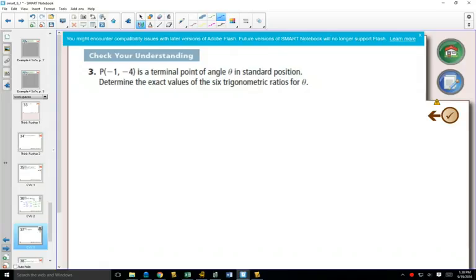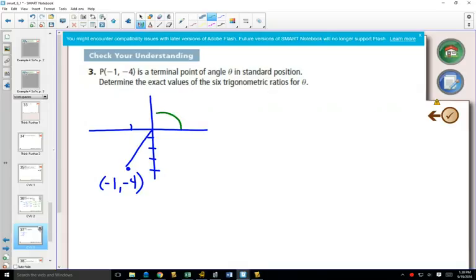So in this example, we've got a point, -1, -4. That's easy to draw. -1, 1, 2, 3, 4, -4 would be that point right there. This would be the terminal arm. If we have an angle in standard position, that would be this angle starting from the positive x-axis and going to -1, -4.